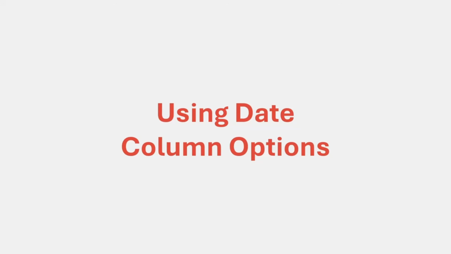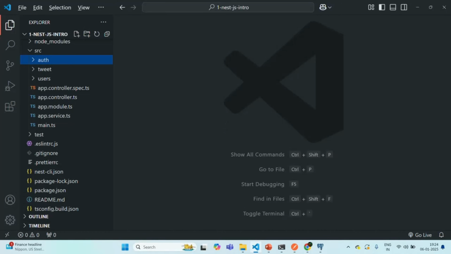In the last few lectures, we learned about creating entities and repositories and how to use them with the help of TypeORM to perform database operations. Now in this lecture, we are going to talk about some more column options, specifically the date column options, and we are also going to create one more module, the profile module. So let's go ahead and get started.